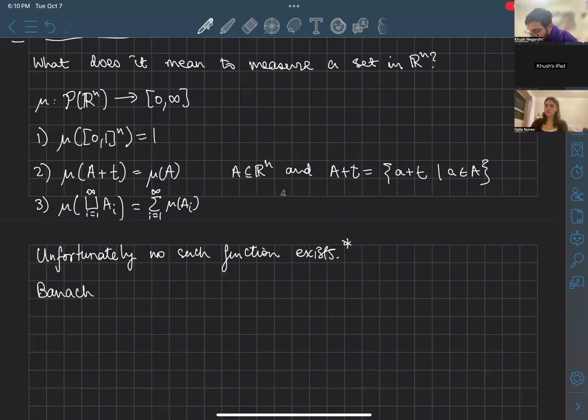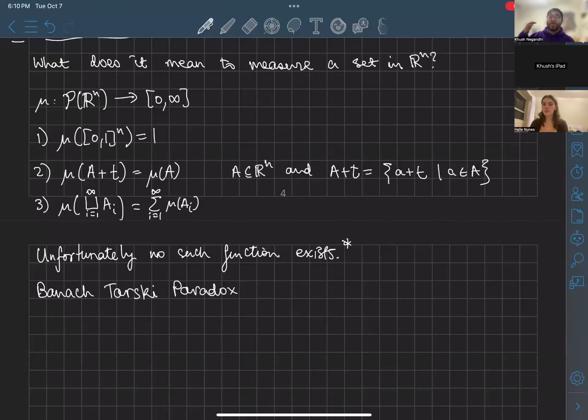The Banach-Tarski paradox. Essentially, what the Banach-Tarski paradox says is that if I start with a ball, I can break the ball up into finitely many pieces, and then I can join back the pieces in such a way that I get two balls of the same volume as the original ball. So it violates the third property.